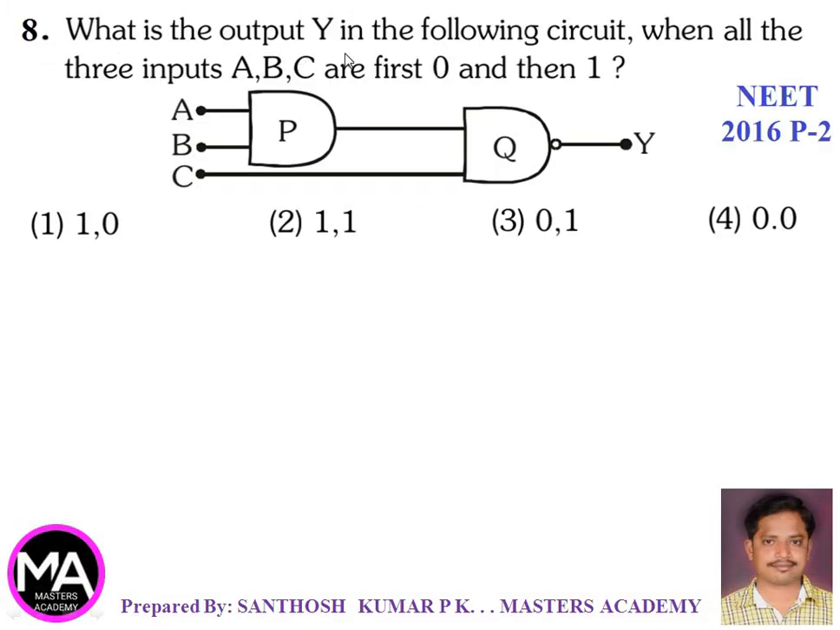Next problem. What is the output Y in the following circuit when all the three inputs A, B, C are first 0 and then 1? It is from NEET 2016. 4 options are given. So solution.